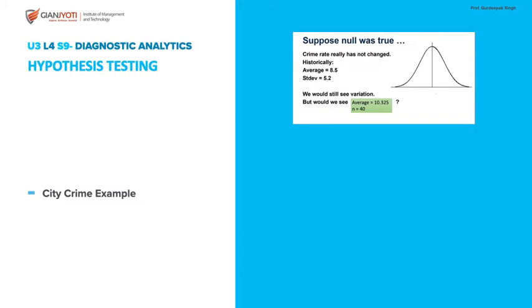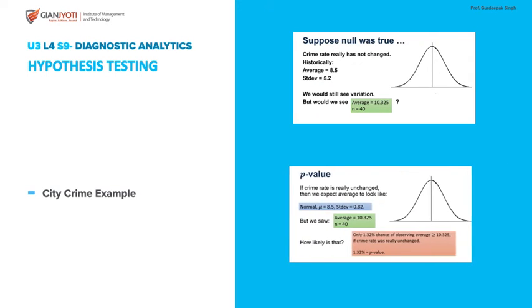So when we talk about the null hypothesis, historically the average is 8.5 and the standard deviation is 5.2, so this is a normal distribution. We would still see variation. So even if we stick to our null hypothesis, where the average is 8.5, there is a spread of 5.2, so we could still see an average of 10.325. So we would like to know whether it is significant enough, how much variation is there.